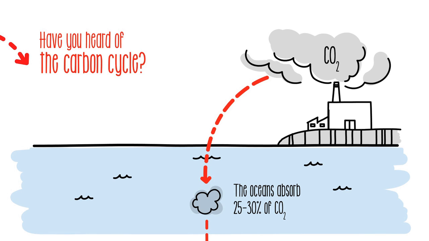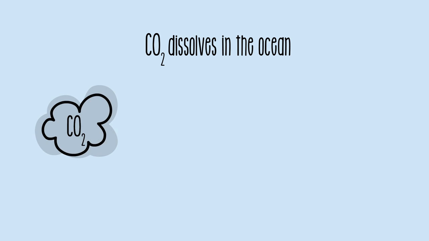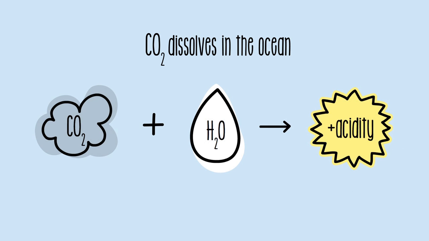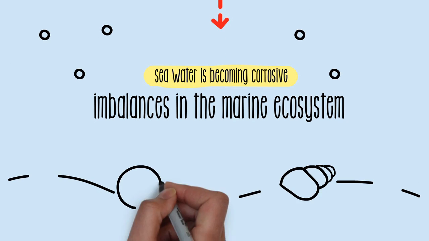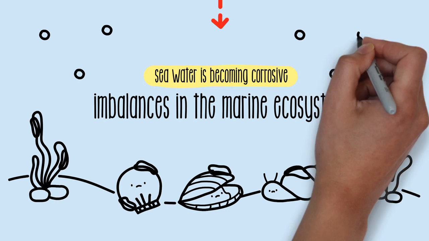At first sight, this absorption is positive as it reduces the intensity of climate change on the atmosphere, but carbon dioxide is absorbed in the ocean and causes an increase in its acidity as it combines with water. Because of this, seawater becomes corrosive on the shells and skeletons of many organisms, thus causing serious consequences which unbalance the marine ecosystem.